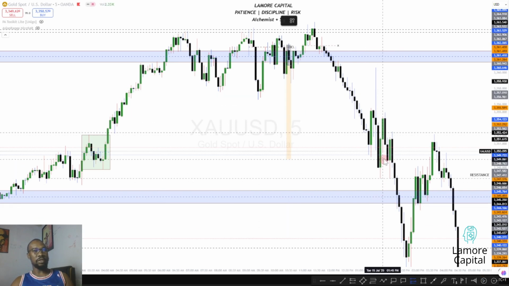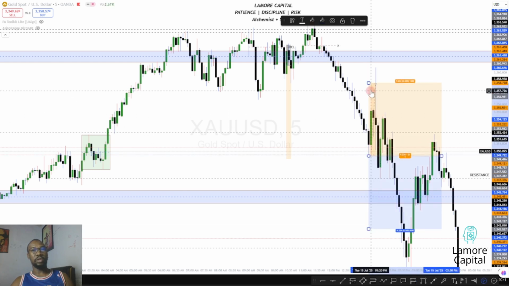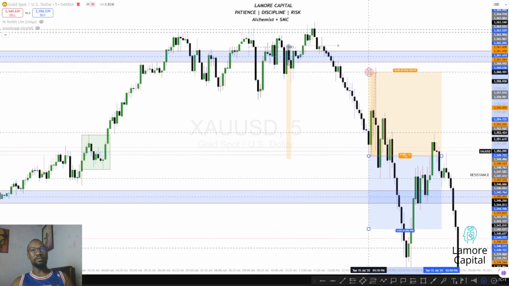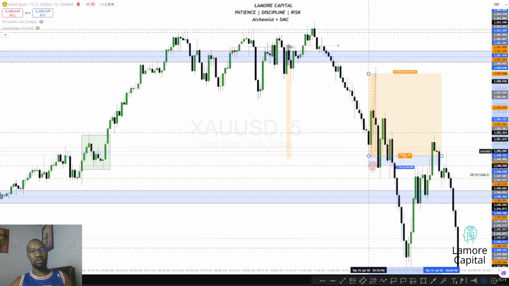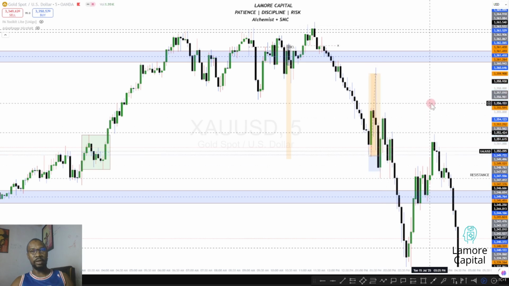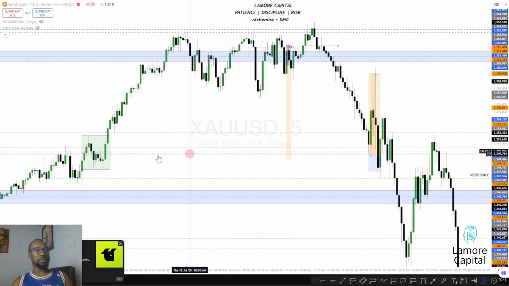I was already having this kind of doubt that, are you sure it's going to hold? Are you sure it's going to hold? Can you see? Let's even see, I targeted this zone. Yes, that's how we would have made a 5:1 RR. But this is not a clear setup for me. This is not a clear setup.